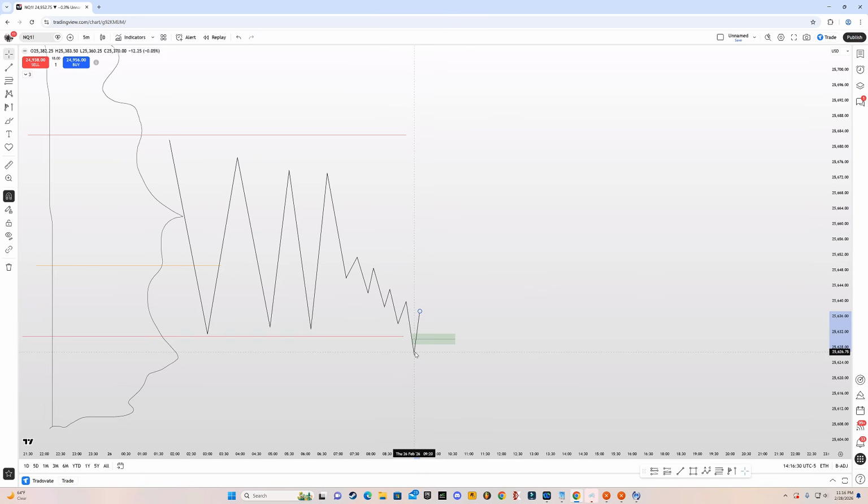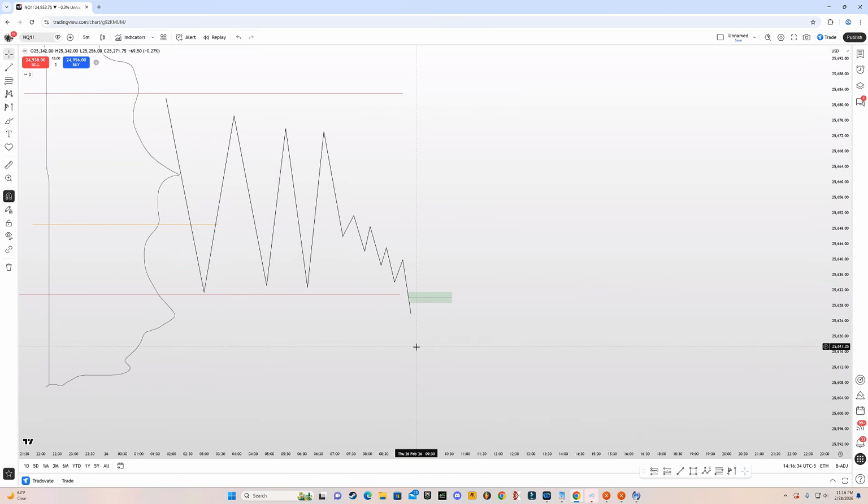Now, there are going to be scenarios where price is just going to drop lower. So how do you trade that setup as well? Let's go over that. So this one was the failed auction setup, where we close below the value area low or high, and then we reclaim that level, and then we take an entry.